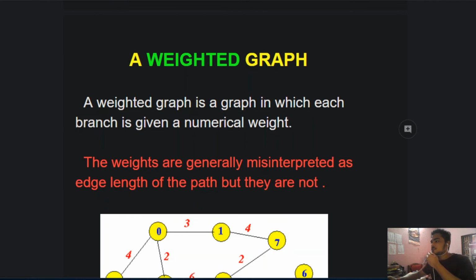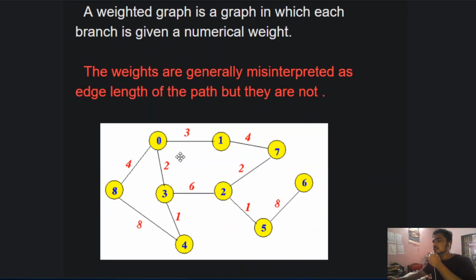Okay, now let's see what is a weighted graph. Let's read the definition first. A weighted graph is a graph in which each branch is given a numerical weight. Okay, so we can see this example, right? Every edge that we have has a numerical weight assigned to it. What most people at first glance misinterpret is these weights as the length of the edges, but that's not the case. Don't have this misconception. It's just a number that is assigned to every edge for some calculations.